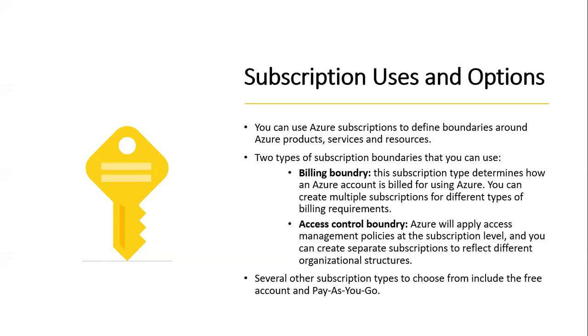Okay, the second one is the access control boundary. Azure will apply access management policies at the subscription level also. And you can create separate subscriptions to reflect different organizational structures. Okay. So someone is what? Root user. Someone is what? Access level user, right? Yes or no? Subscription based user, correct? Yes or no? Several other subscription types to choose from include the free account and pay as you go. From the subscription tab, you can see that you can add multiple email IDs also, correct? From there you can use that, correct? Yes or no, guys? I already explained it to you, right?